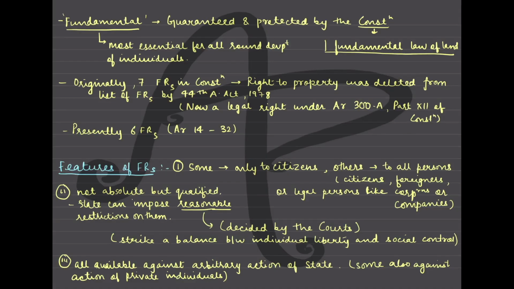Another thing is that why are they called as fundamental? Why do we call these rights as fundamental? Now see, first basic idea is that this is guaranteed to us and protected by the constitution, which is the fundamental law of the land. ठीक है, this is a very basic thing. Constitution is the fundamental law of the land and guarantees and protects the fundamental rights. तो इसलिए भी ये fundamental है.